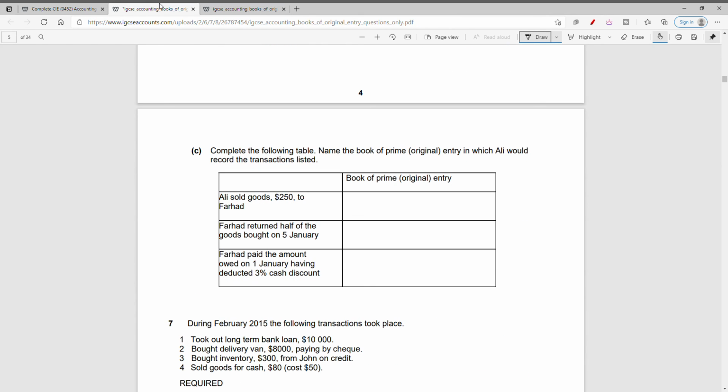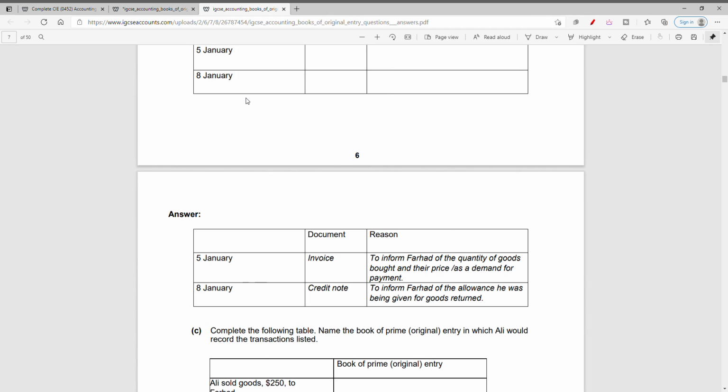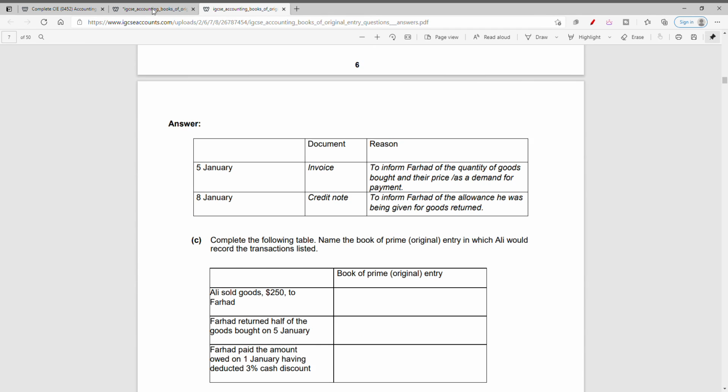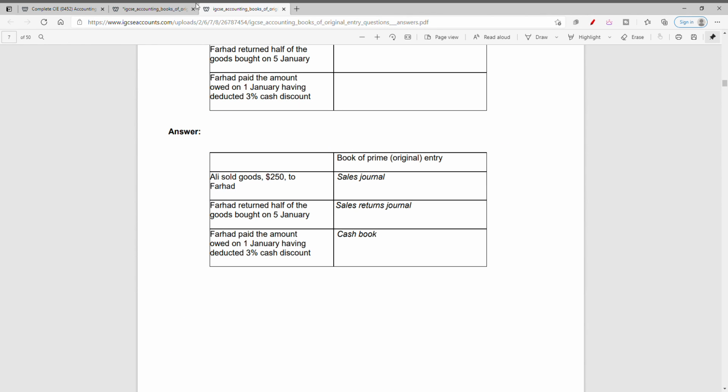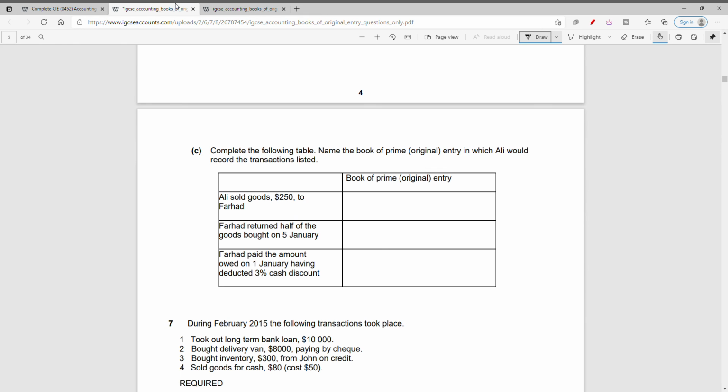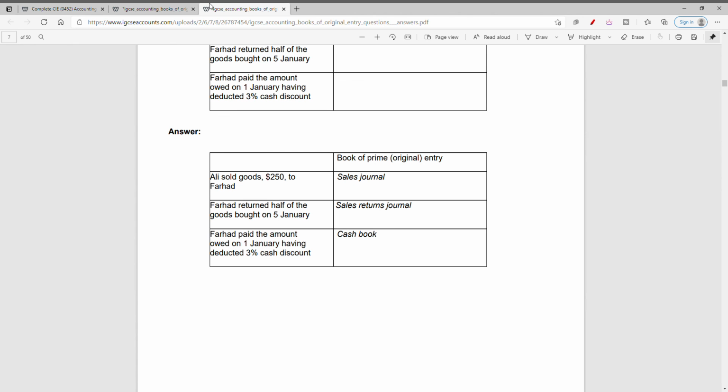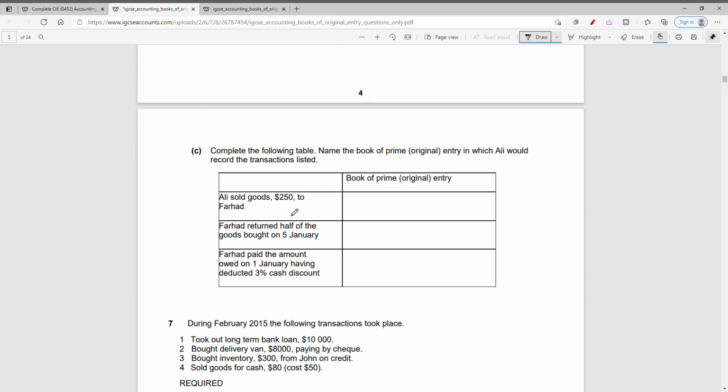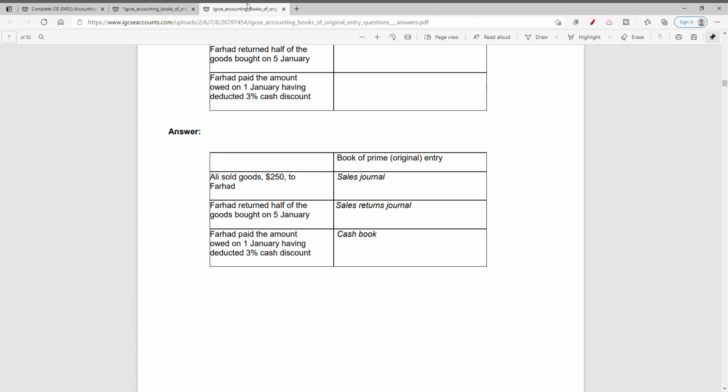Complete the following table, name the book of prime entry in which Ali would record the transactions listed. When Ali sells $250 to Farhad, the book of prime entry in this case would be the sales journal, okay? Because I am selling goods. The sales journal records all the transactions when you sell goods to credit customers. When Farhad returned half of the goods bought on 5th January, that's sales returns because the credit customer is returning, and therefore you would record it in the sales returns journal.